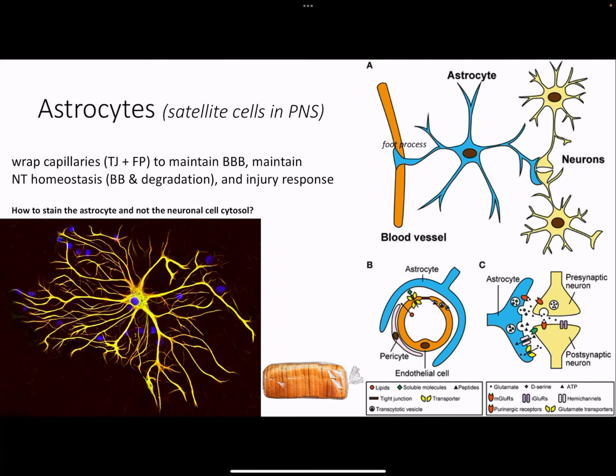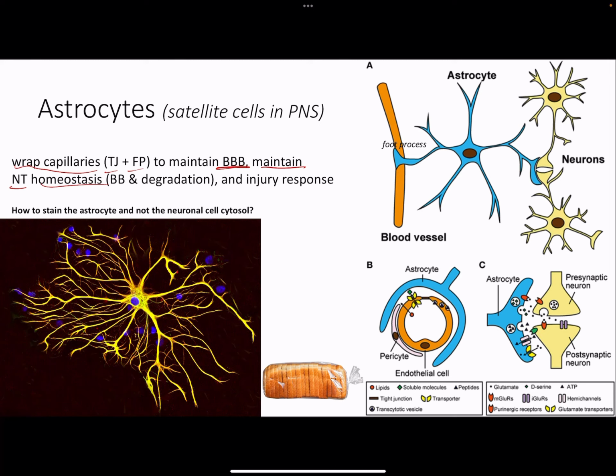All right, so moving on to astrocytes. Astrocytes, their analog is the satellite cell in the peripheral nervous system. They do like 3 main things. They wrap capillaries with tight junctions and foot processes. This helps maintain the blood-brain barrier. They maintain neurotransmitter homeostasis, so they're going to provide the building blocks for new neurotransmitters, and they're going to eat up old neurotransmitters.